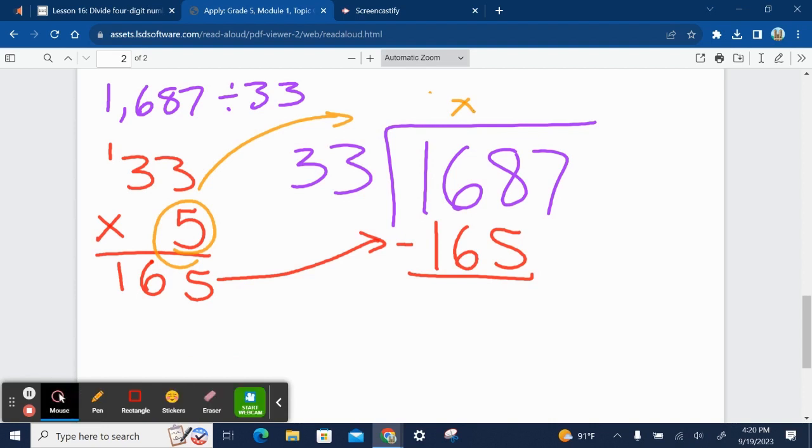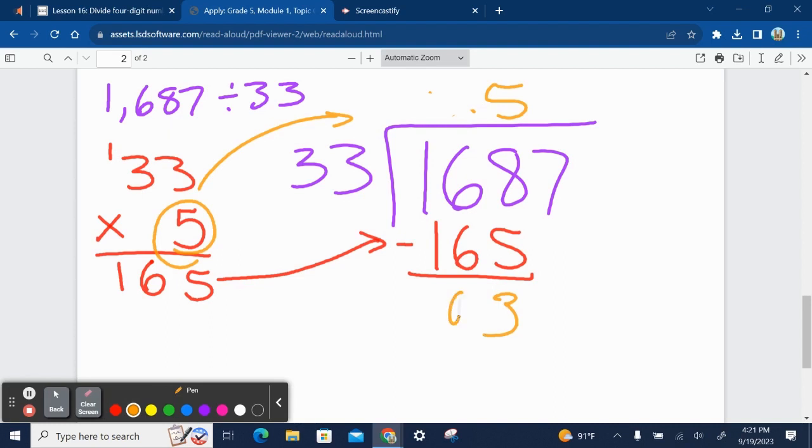Then I'm going to look, can 5 times 33 go into 16? No, the number is way too big. So it cannot possibly go into 16, so we can't put our 5 over 6. So now I know, based off of my calculations, that 5 times 33 is 165, so my 5 should go above my 8. Now we're going to subtract.